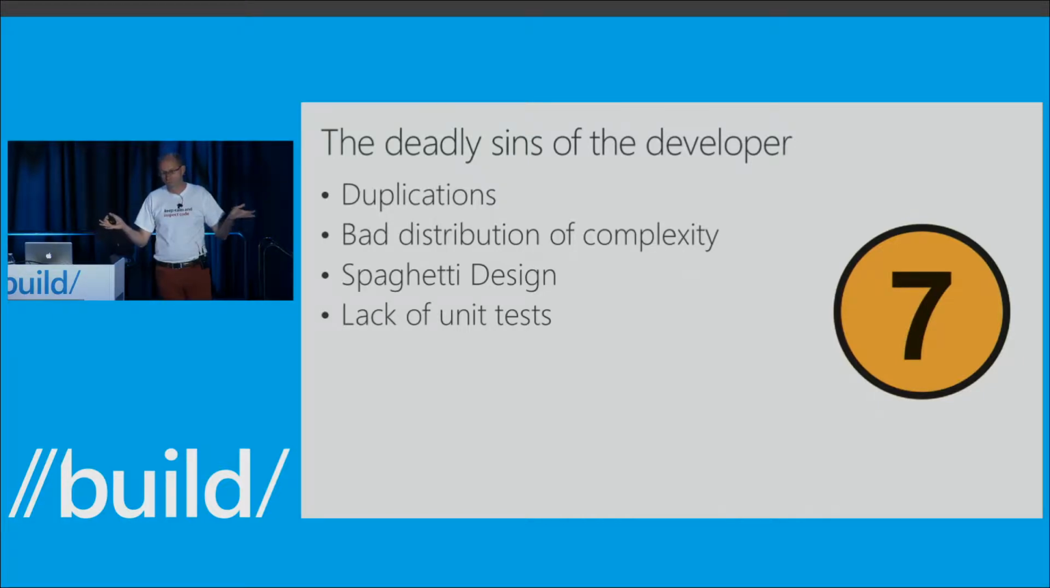Next one is very important: lack of unit tests. And by the way, you shouldn't be touching any other piece of code without having unit tests on it. Otherwise, you are potentially going to be in a difficult situation. For us, unit tests are really part of the code, so they belong to those deadly sins. Next one is coding standards.